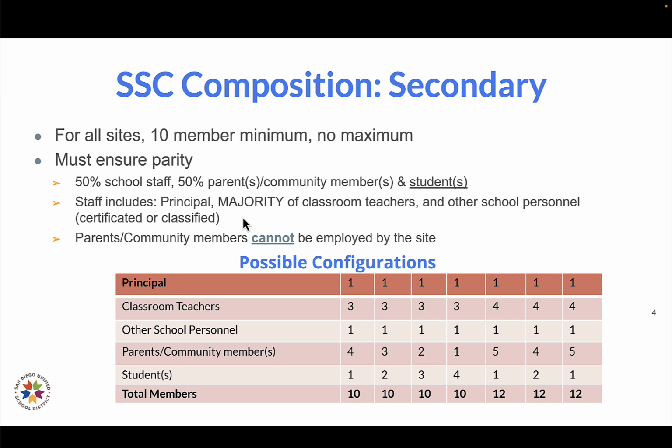Again, staff always includes the principal, and that's the only de facto member of the school site council. There are no reserved school site council seats for ASB president, or for an SDA rep, or for any other position other than principal. And again, parent community members cannot be employed at the site. They can be district employees at another site, but they cannot be employed at that actual site.